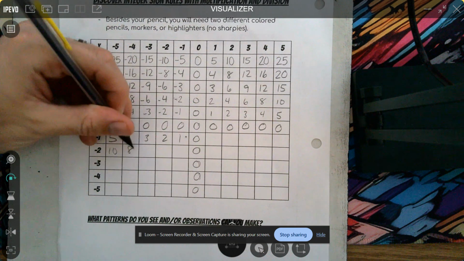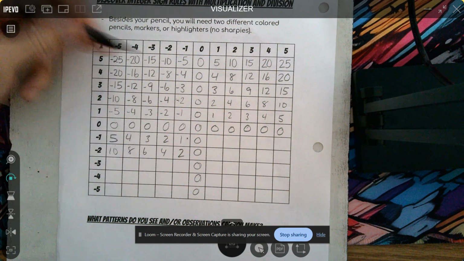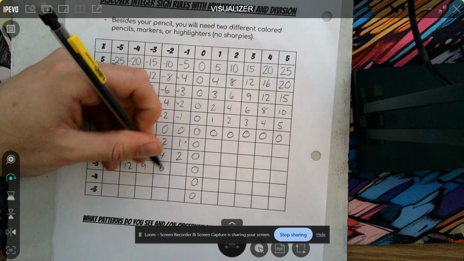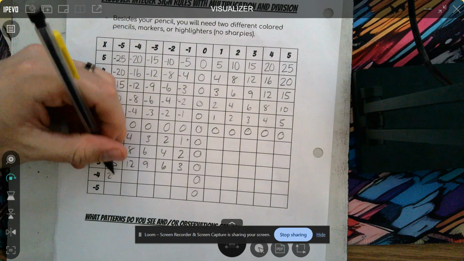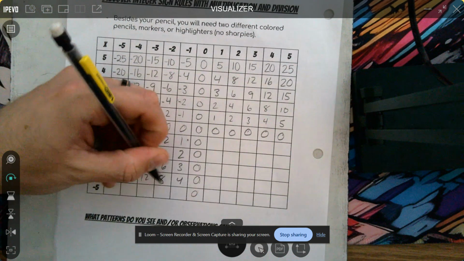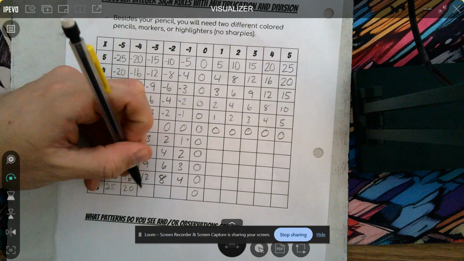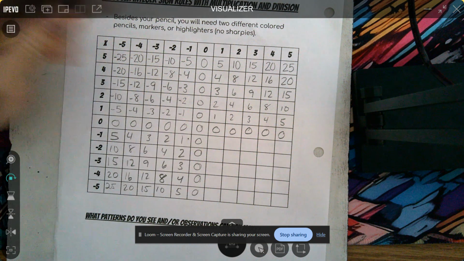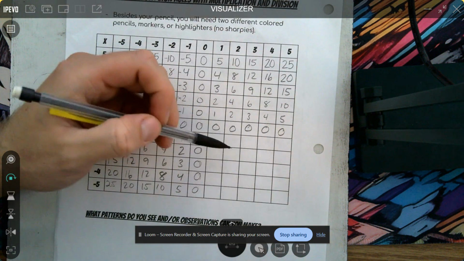So 10, 8, 6, 4, 2. And then your negative 3 times those answers are going to be 15, 12, 9, 6, and 3. And then you get positive 20, positive 16, 12, 8, and 4. And then 25, 20, 15, 10, and 5. All right, I'm going to pause the video. You try to fill out the last box here in the bottom right.